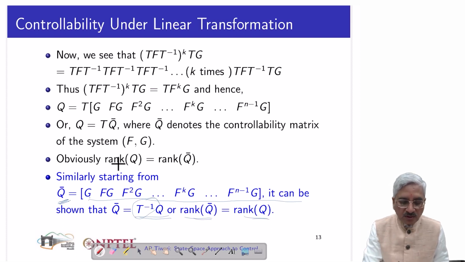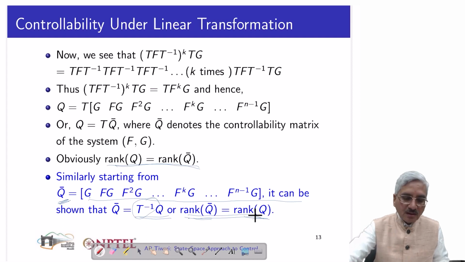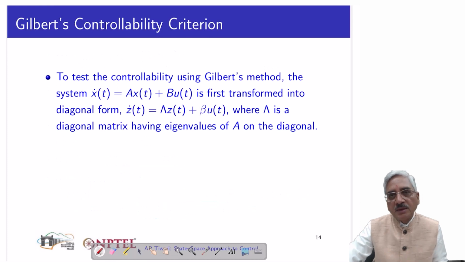So we have proved both that the rank of Q is the rank of Q bar and the rank of Q bar is the rank of Q. So we can say that controllability remains invariant under any linear transformation. That means that sometimes, if it is mathematically convenient, we can check the controllability of the transformed system instead of the controllability of the original system, for ease of mathematical manipulations.